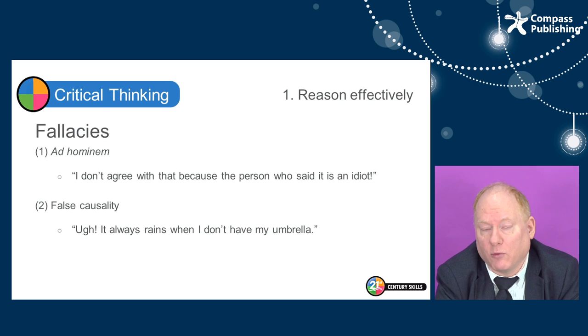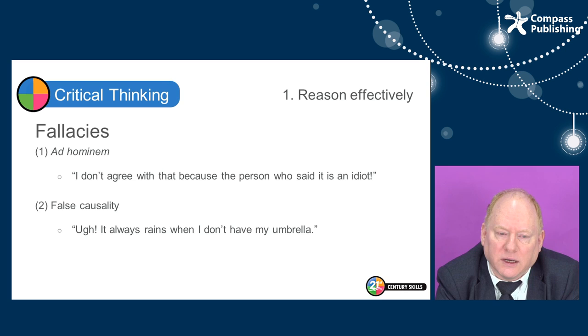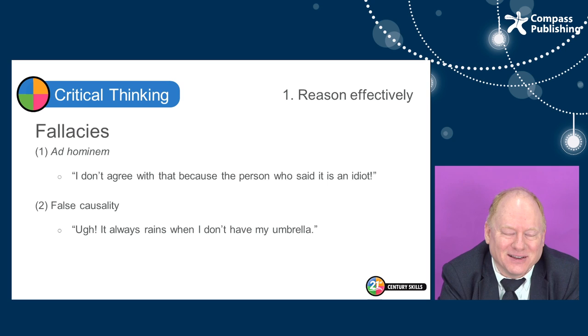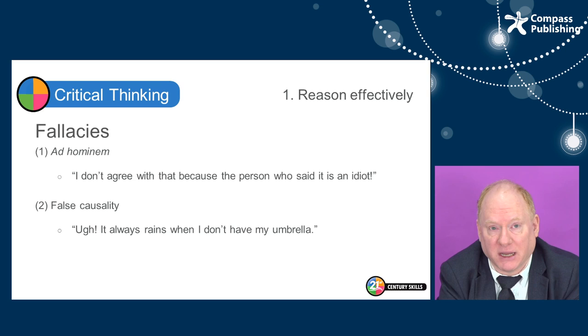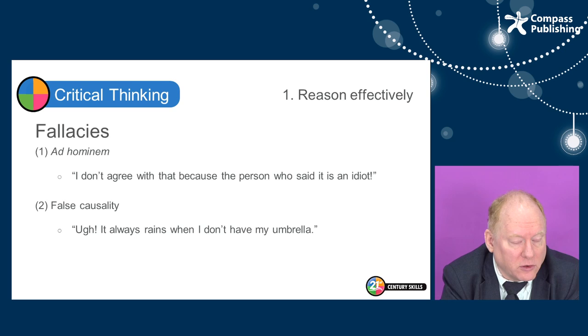There's also false causality. It always rains when I don't have my umbrella. It's kind of the other way, isn't it? So your causation, your sense of cause and effect will be different based on this kind of fallacious reasoning. It's important to point these things out too. And that'll raise smarter, more rational, more critical thinking abled students.